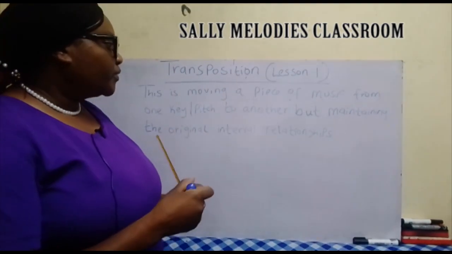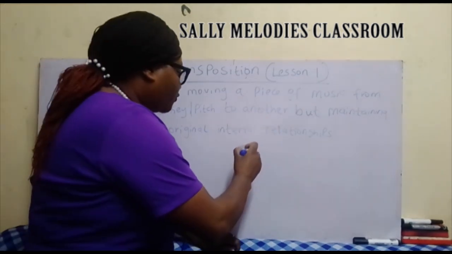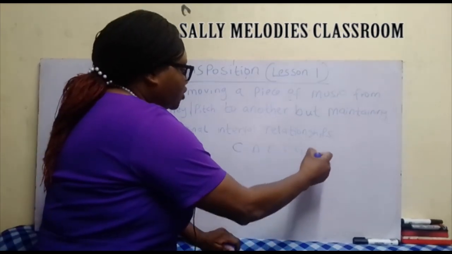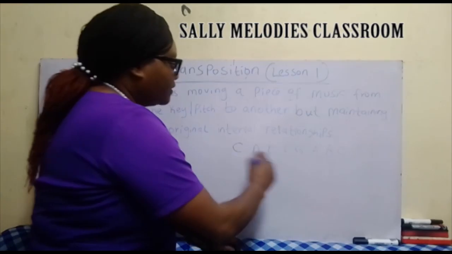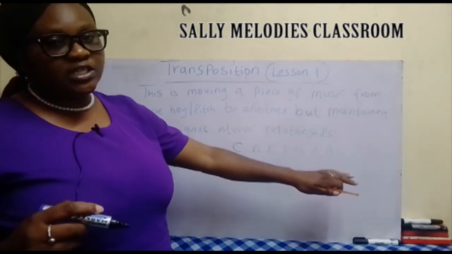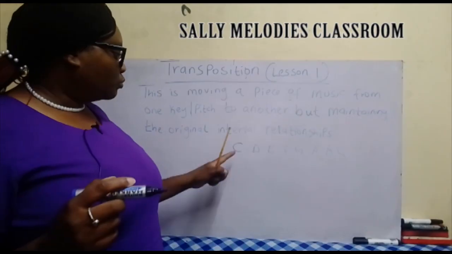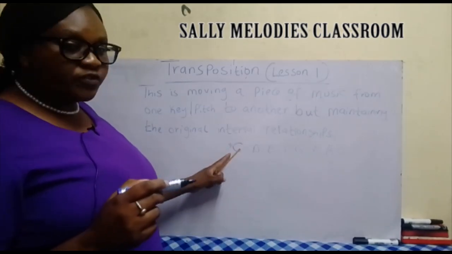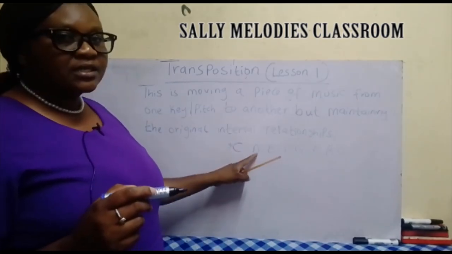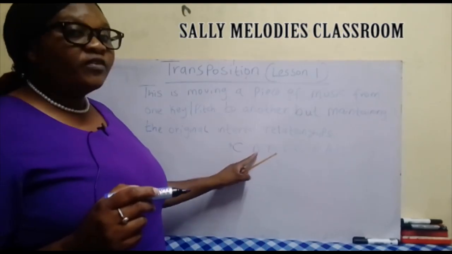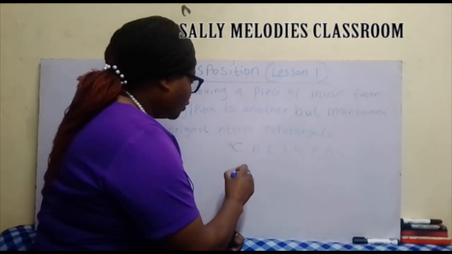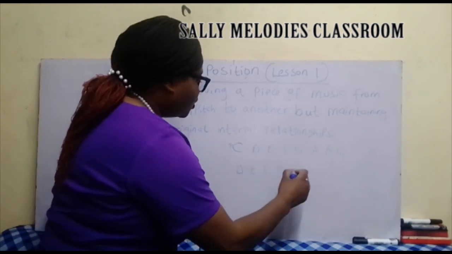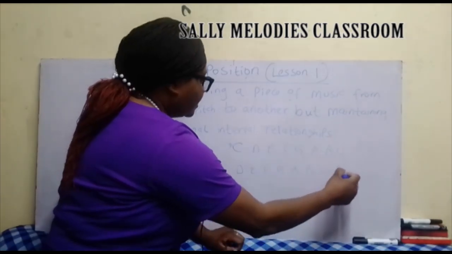For example, if the song was written on the scale of C, D, E, F, G, A, B, C, that is a scale. That is the scale of C. And then you are being told to move that song from key C, or the scale of C, maybe to the next scale, which is the scale of D. So you are going to use the scale of D, which is D, E, F, G, A, B, C, D.